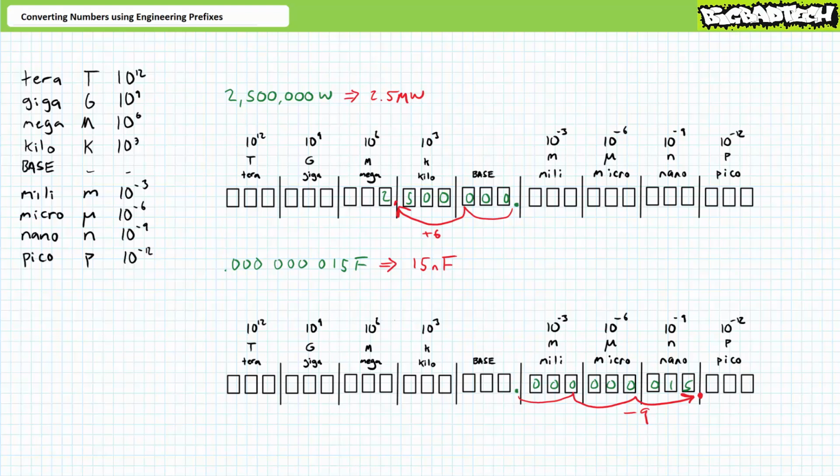Key to conversion is your understanding of this simple concept. Equivalency must be maintained. They're the same numbers.